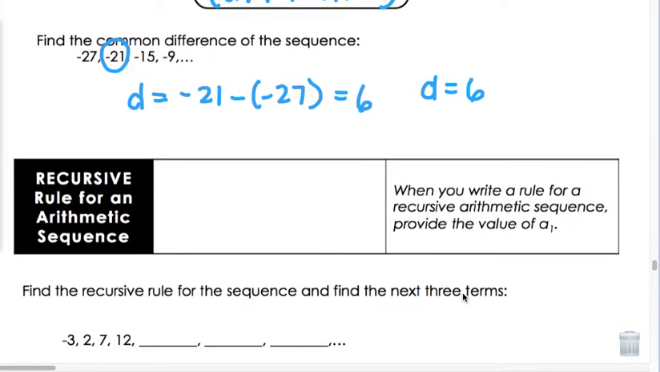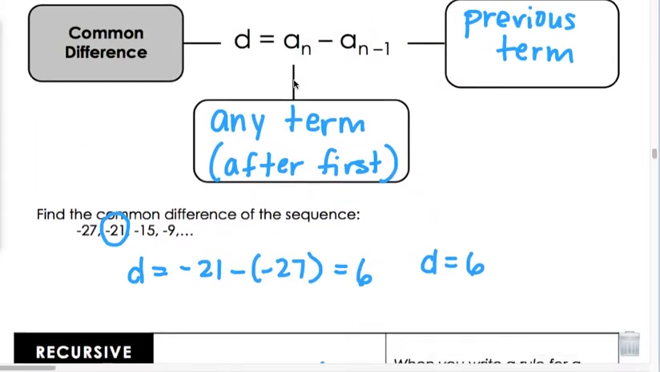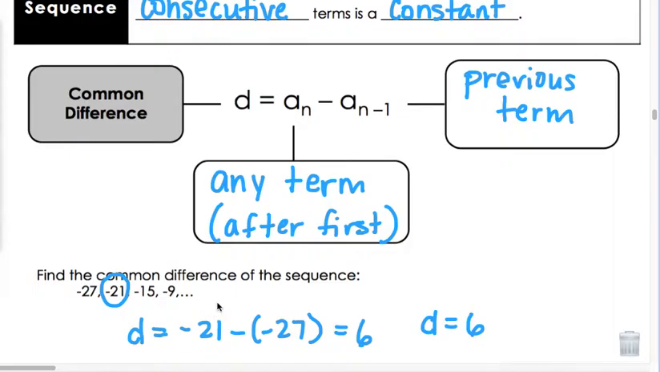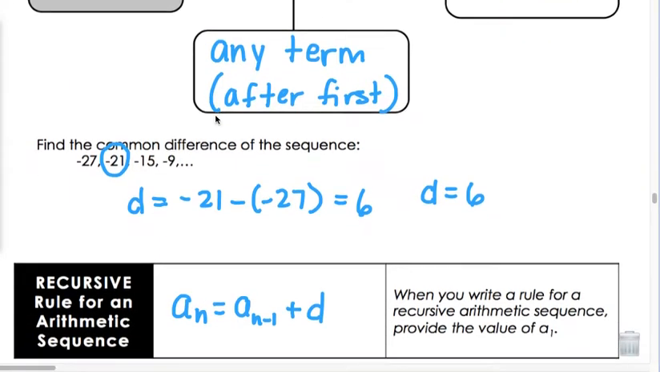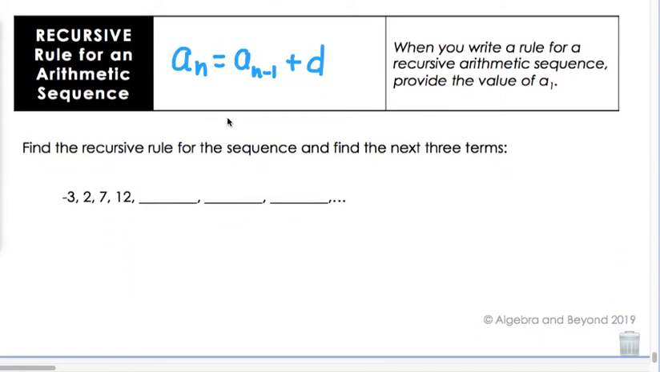Let's write it. What is a recursive rule for an arithmetic sequence? Okay, and that formula is a sub n equals a sub n minus 1 plus d. And if you notice, that didn't just pop into my head. If you look at the formula for the common difference, we are literally just rewriting it to solve for a sub n. So I just moved this a sub n minus 1 over here, and now I have my recursive rule for arithmetic sequences. All right?